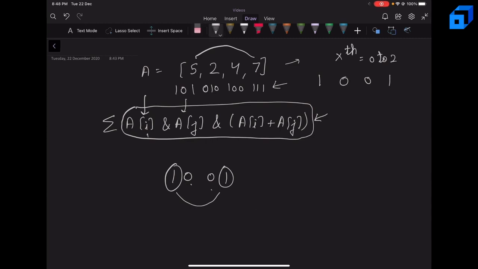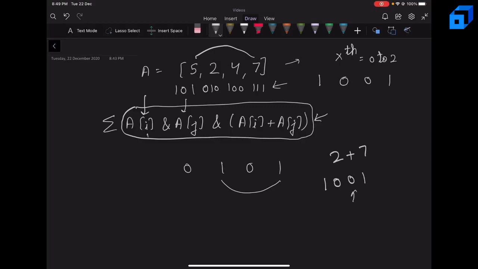Now consider the first bit. For the first bit we have 0, 1, 0, 1. Again, we can only take these two numbers. So we also have to check if the numbers at this position, that are 2 and 7, will have the first bit set. So we have 2 plus 7, which is 9. The binary representation of 9 is 1001. Now the first bit is not set here, so the first bit will also contribute 0 to our answer.